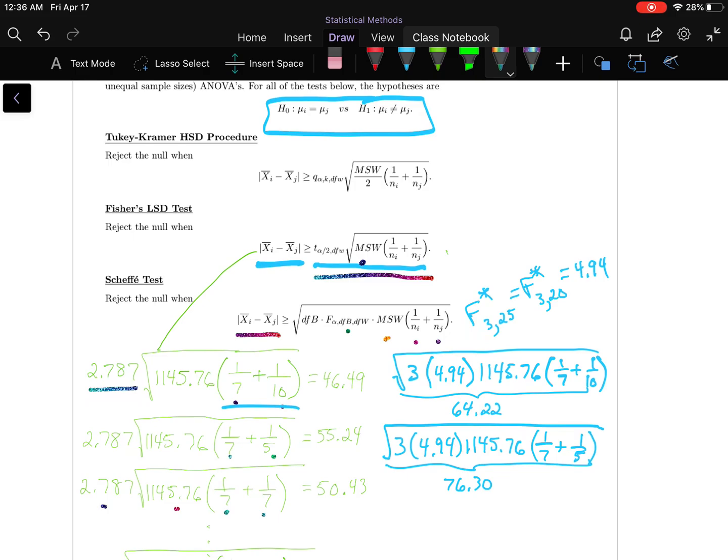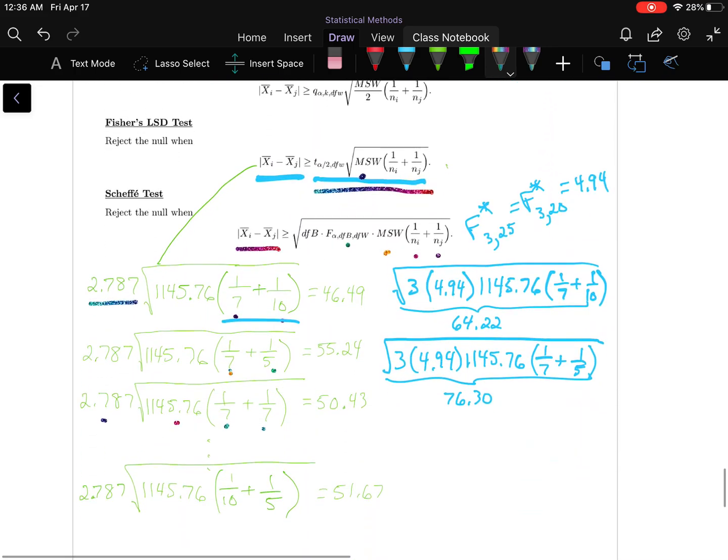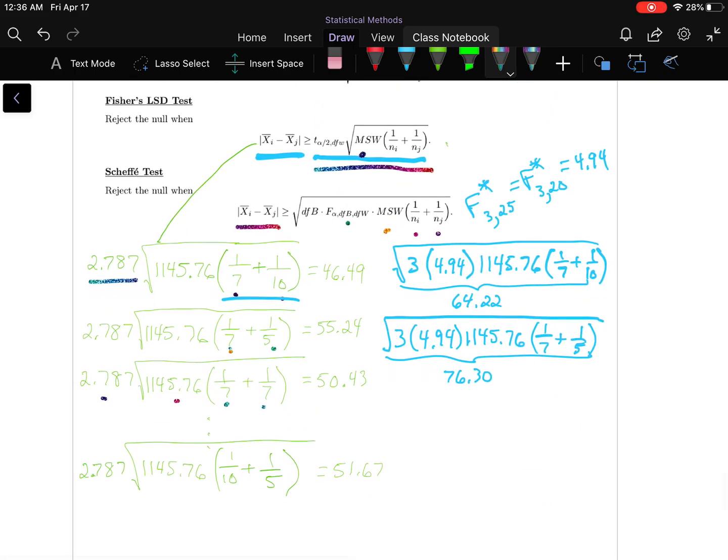When I look at the next pairing, that's compact versus full, the t critical value is the same, the mean square within is the same, 7 is still the sample size for compact, so I've got 1/7 there, but full only had 5 observations, and so that's where the 1/5 comes from. Calculate this, you get 55.24.